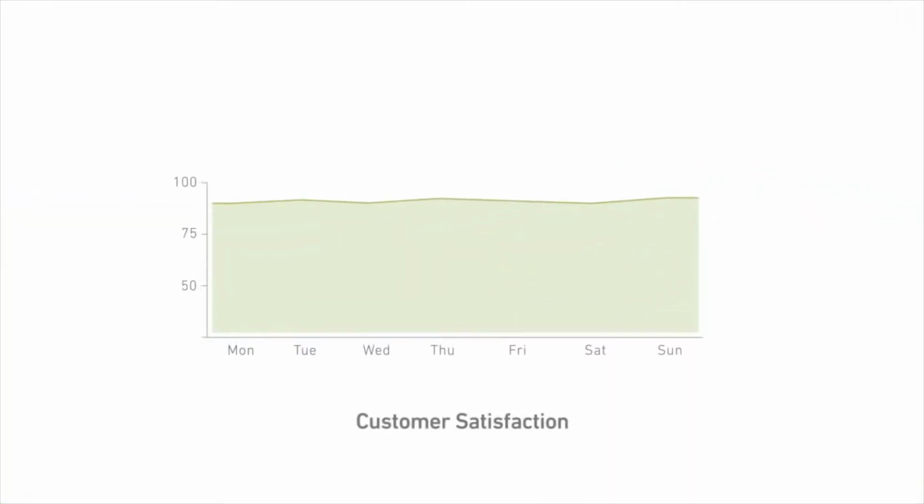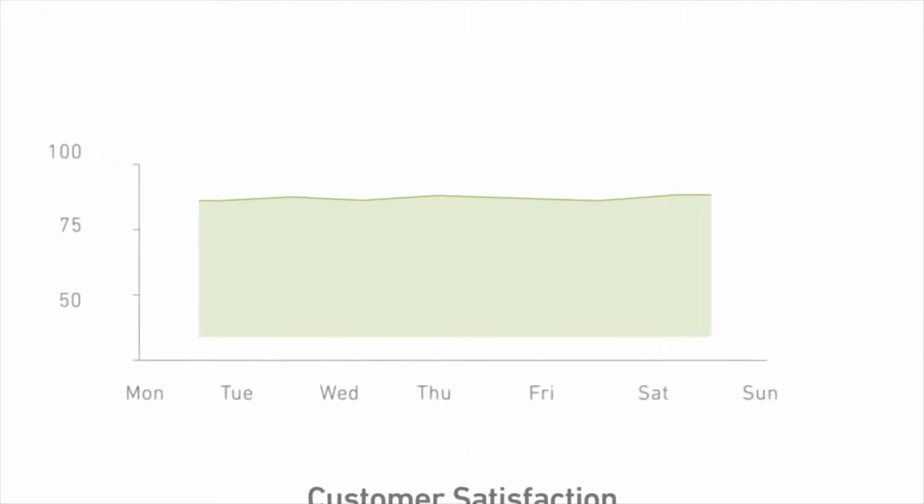Customer service produces a huge amount of data, which is a good thing. But it's not always clear how to put it to use. For instance, here's a chart showing our customer satisfaction rating for the past week. Things look pretty good from this distance, but sometimes important information can be hidden inside high-level charts like this.